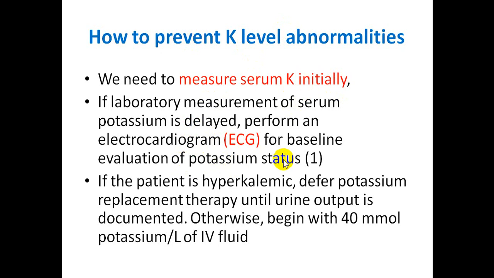As we know, any change in potassium level leads to an ECG change. So if the patient is hyperkalemic, we do not start potassium replacement therapy until urine output is documented. Otherwise, we can start potassium with the IV fluid initially. We can see here the dose is around 40 millimoles per liter.